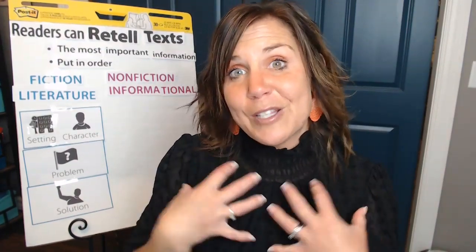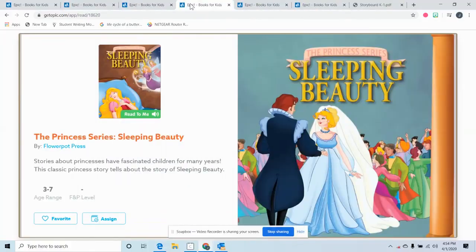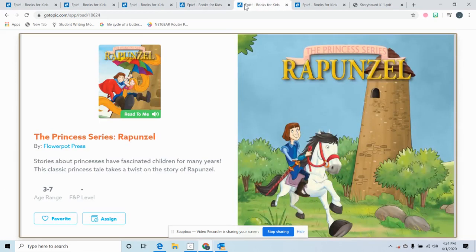Great job. So if you were Mrs. Longmire's class, I would have you do some more stories like this. So I picked out some other stories on Epic that you could listen to and then retell in these parts of the story. So there's Sleeping Beauty on here, and also there is Rapunzel. And even if you've heard some of those stories before, I would listen to this again, because sometimes there's different versions and different characters that are in some versions and not in others. So make sure you listen to it again and then do your retelling, okay?